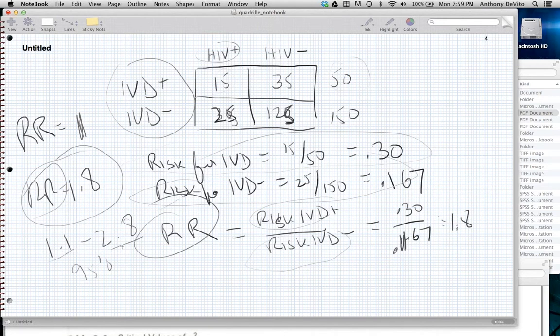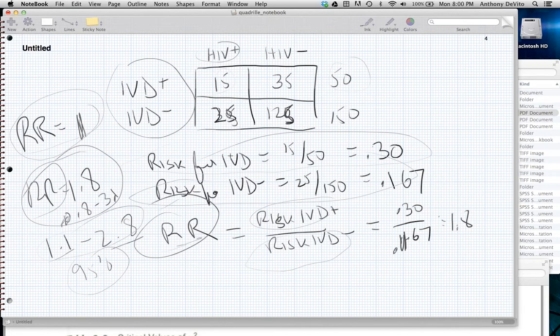I see people shaking their head no. It's different. You're 95% sure it's different than what? 1. So you can reject the null hypothesis. Of course, you're 95% certain that the true relative risk is different than 1. Remember, if there's no association, the relative risk is 1. So if the interval turned out to be 0.8 to 3.1, could you reject the null hypothesis now? No, you couldn't, because you can't say with 95% certainty that it's different than 1.